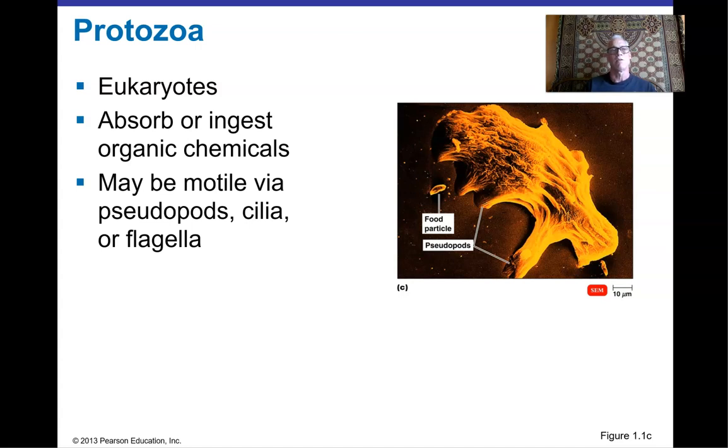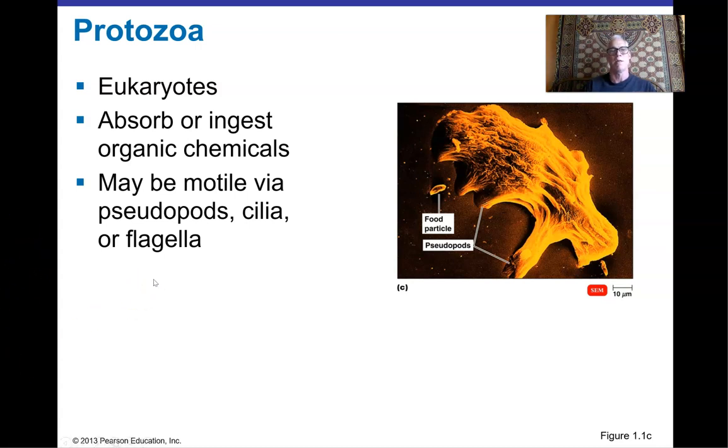Protozoa are single-celled organisms, single-celled animals, and they ingest organic materials that they use for their energy and for building material. They may have motility. There's three sources of motility for protozoa. They may have pseudopods, in which you can see this amoeba can produce extensions, arms that can reach out around a particle that it wants to ingest and bring it right into the cell.